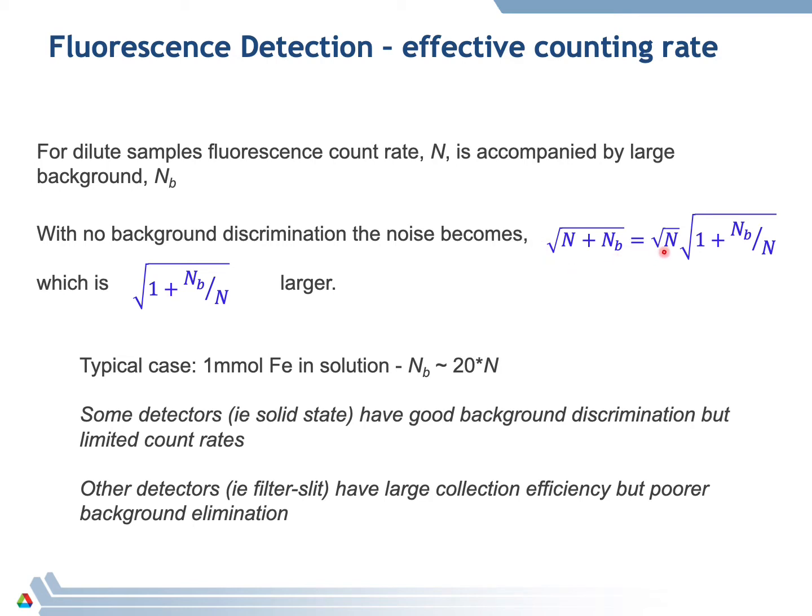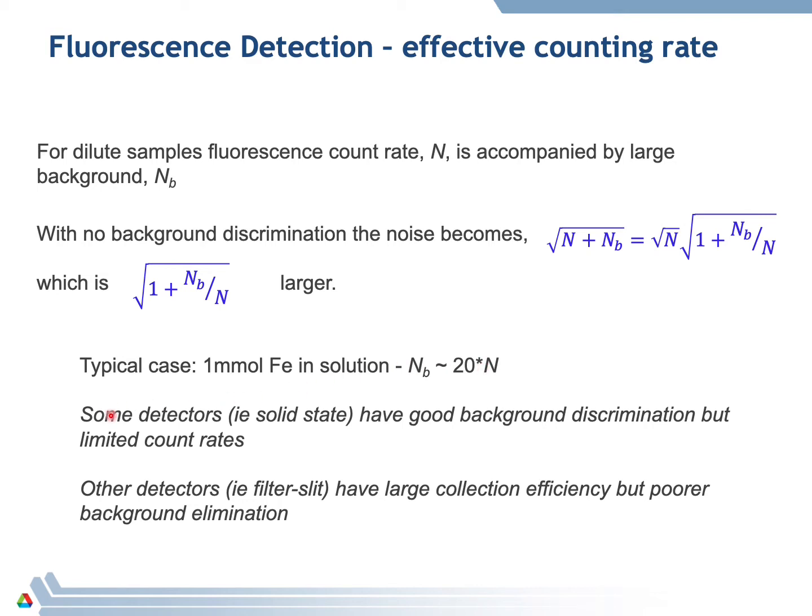And we can break that down into the square root of N times this factor. The square root of N is what we would get if we were able to measure just that fluorescence counts without having the background. And so you can see the signal to noise is this factor larger, 1 plus NB over N. That means the effective counting rate is smaller by the same factor. So in a typical case, I'll show some examples. 1 millimolar of iron has a background of, say, 20 times this. So this is a very significant reduction in the effective counting rate.